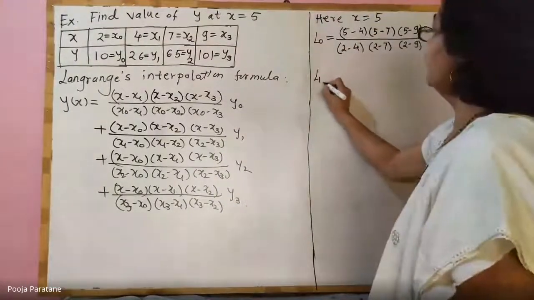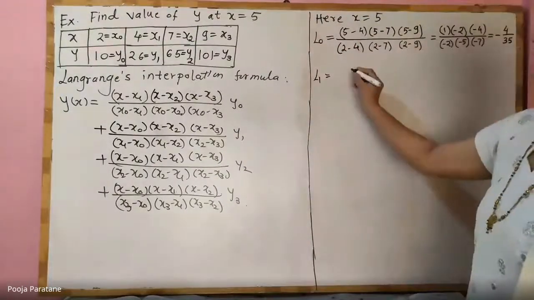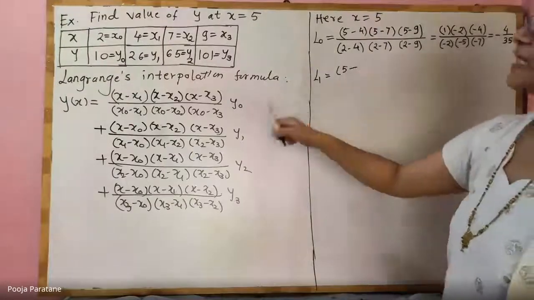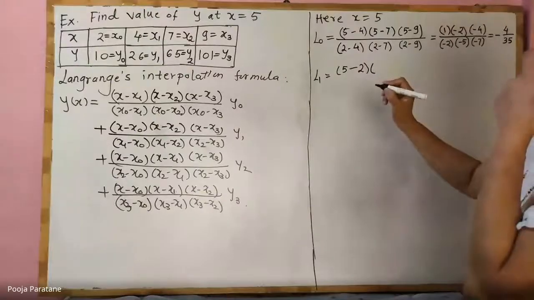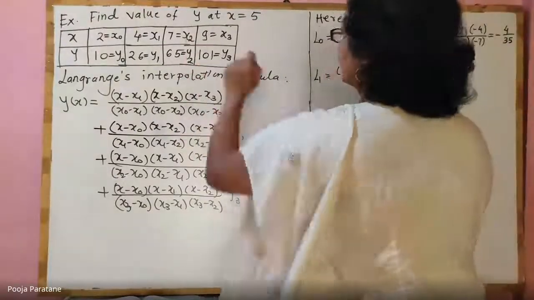Then L1, let me write that L1. So L1 here: 5 minus now x0. x0 is 2. So 5 minus 2, x minus x1 will not be there. So 5 minus x2, that is 7.